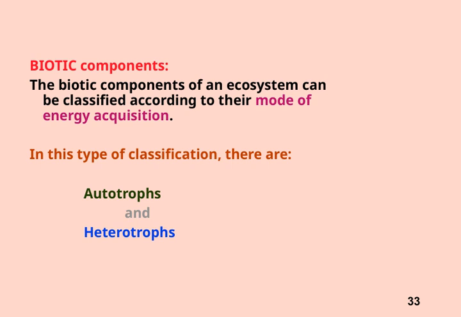On the other hand, heterotrophs cannot make their own food. Instead, they depend on consuming other organisms, plants, or animals that have already obtained energy. These are the consumers and decomposers within the ecosystem. Understanding this distinction is crucial because it ties directly into the flow of energy through an ecosystem.